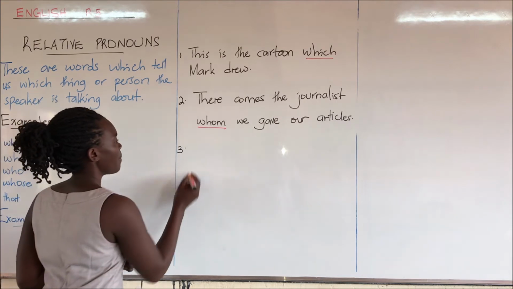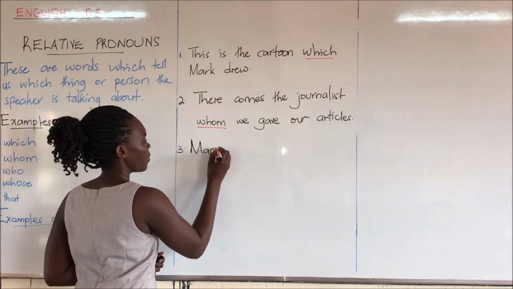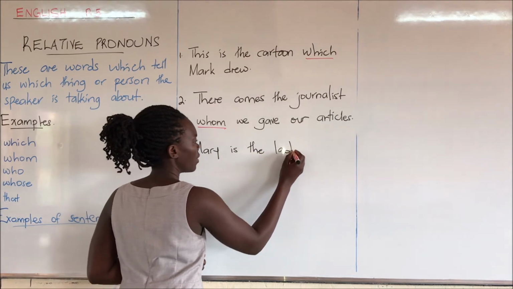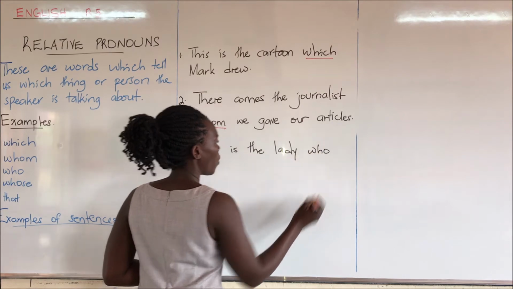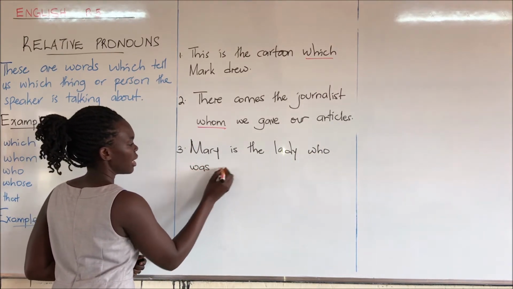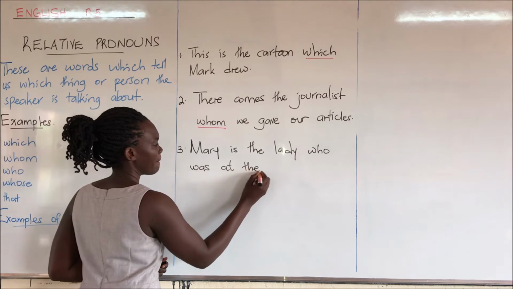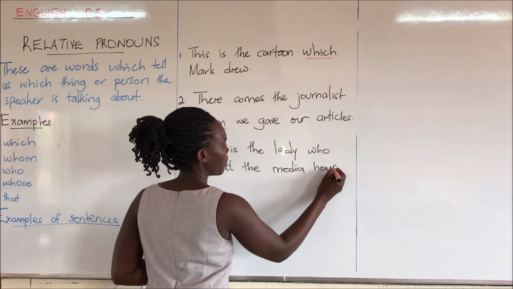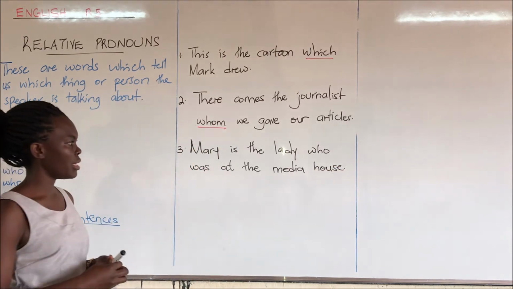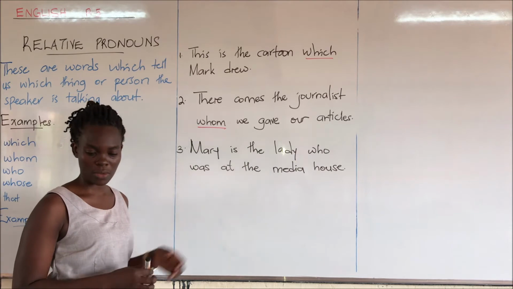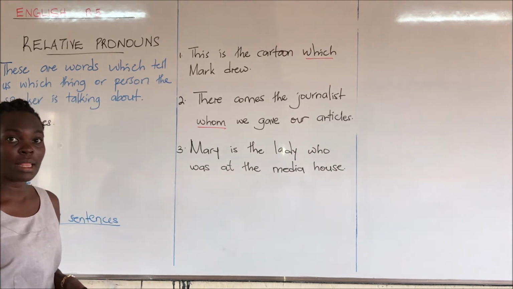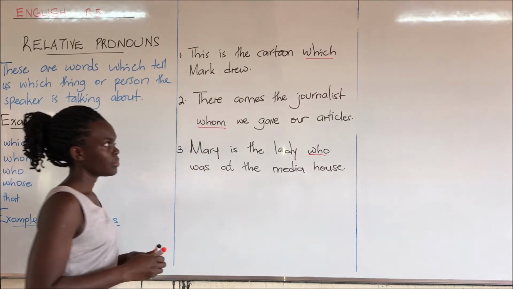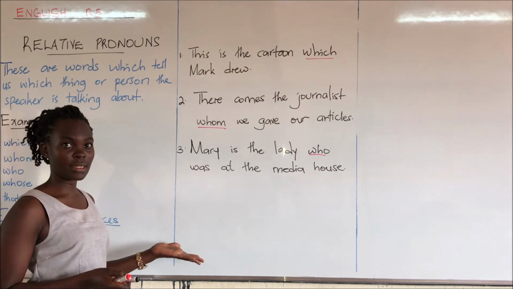And it will go: Mary is the lady who was at the media house. Mary is the lady who was at the media house. When you look at that sentence, the relative pronoun we have used is who. So, that is how the relative pronouns are used.